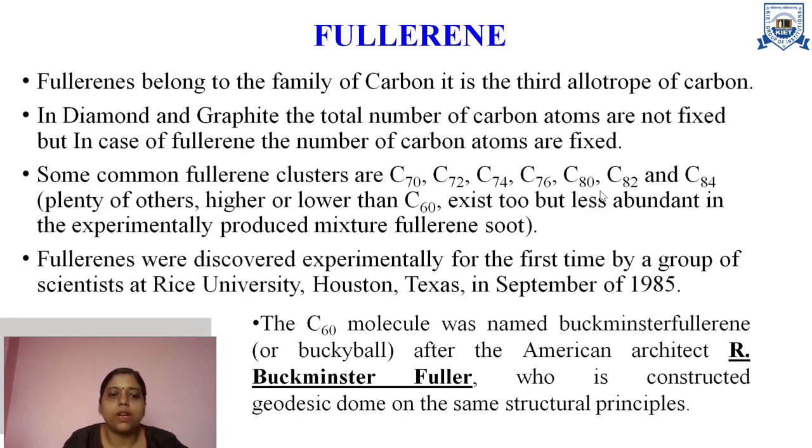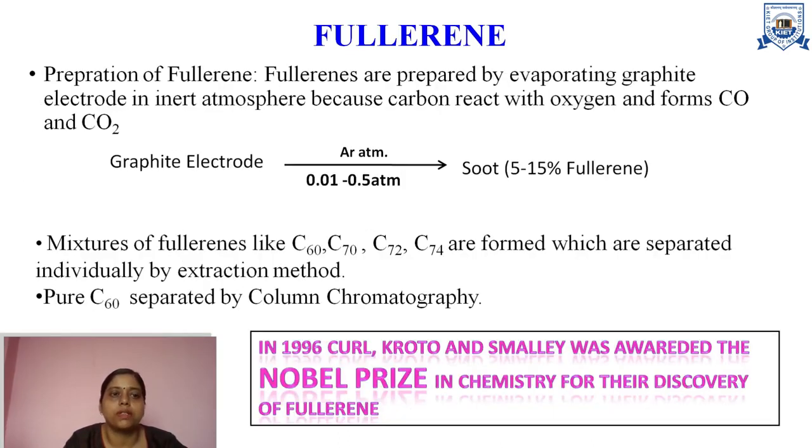Fullerene. It is an allotrope of carbon having the shape of a hollow sphere, the third allotrope of carbon. In diamond and graphite, the total number of carbon atoms is not fixed. But in the case of fullerene, the number of carbon atoms is fixed. Some common examples are C70, C72, C60, C74, C76, C82, etc. Fullerenes were discovered experimentally for the first time by a group of scientists at Rice University, Houston, Texas in September 1985. The C60 molecule was named Buckminsterfullerene or Buckyball after the American architect R. Buckminster Fuller, who constructed geodesic domes on the same structural principles.